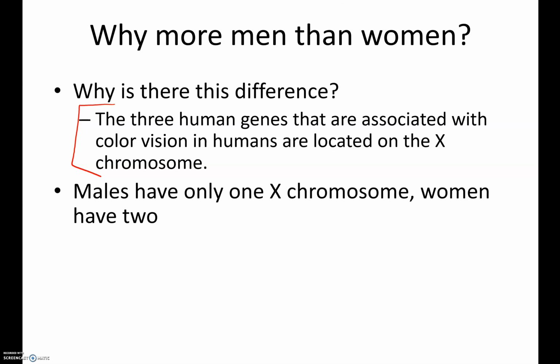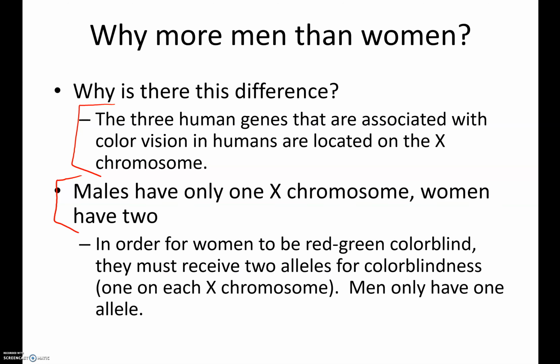Okay, here's another fact that you guys know. If you don't know this, write it down. I think you all know this, though. Men have only 1 X chromosome, where women have 2. Okay, so what is that telling us? In order for women to be red-green colorblind, they must receive 2 alleles for colorblindness, one on each chromosome. Men only have to have one of those alleles. So here's what I mean by that. I'll write it up here in this white space.